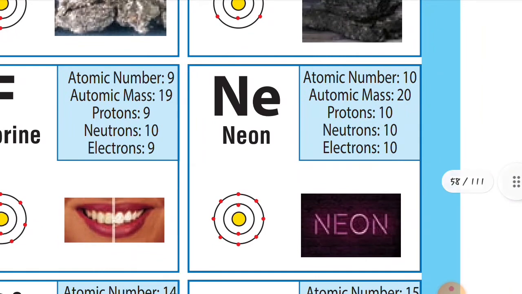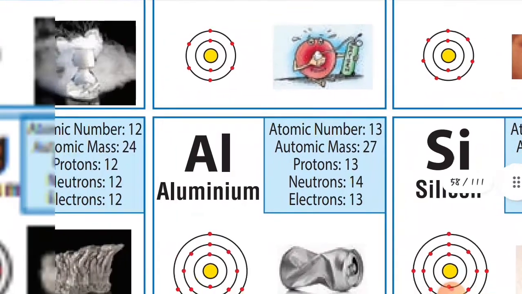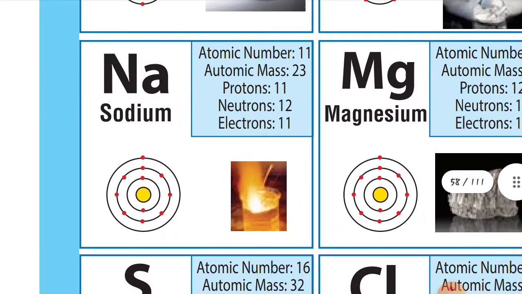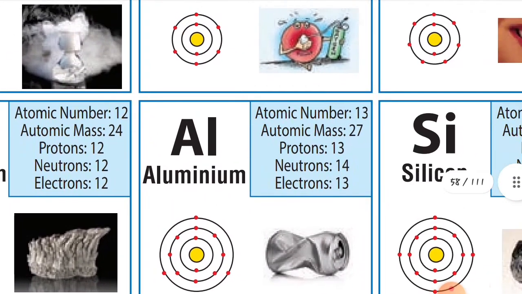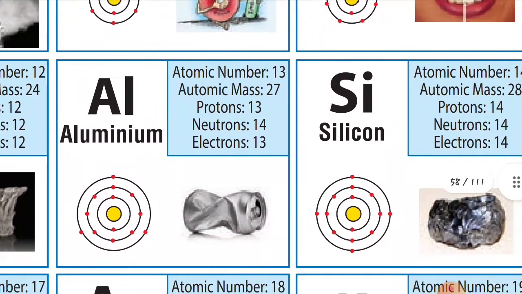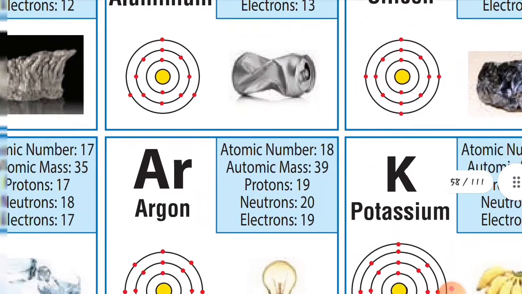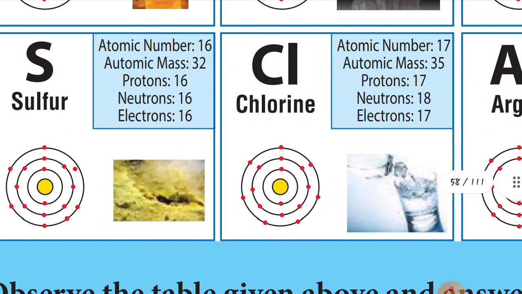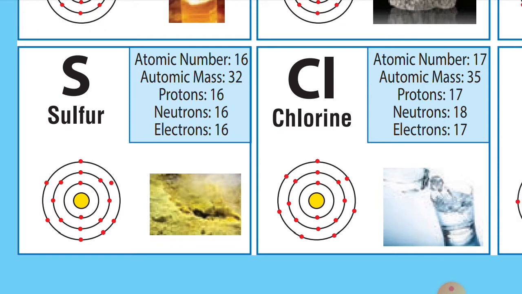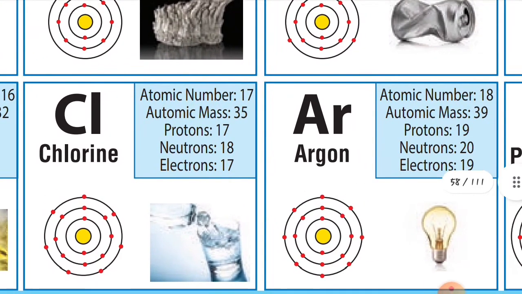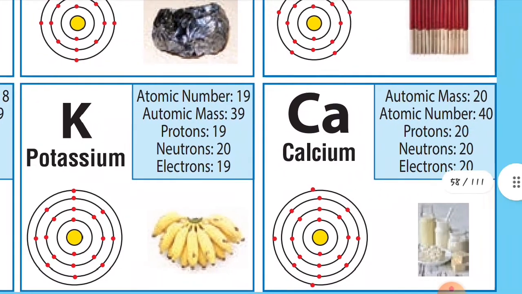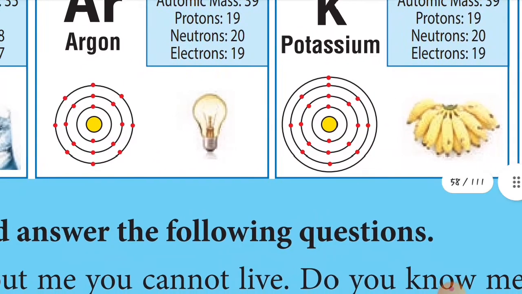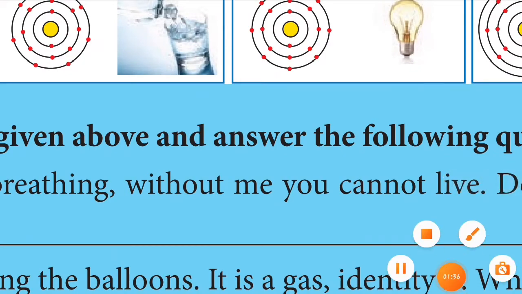See the neon, atomic number 10. Mass number is 20. And next one is what? Sodium, 11. Mass number is 23. Then magnesium and aluminum, with all their atomic numbers and mass numbers. Si means silicon. P means phosphorus. And next one is what? Sulfur, S means sulfur. Cl means chlorine. Argon, Ar. And potassium, K. Calcium, Ca. This is clear to you, children. This is the periodic classification table, children.